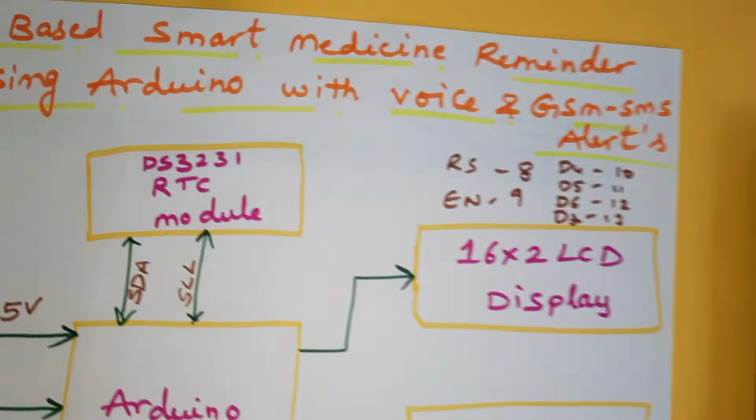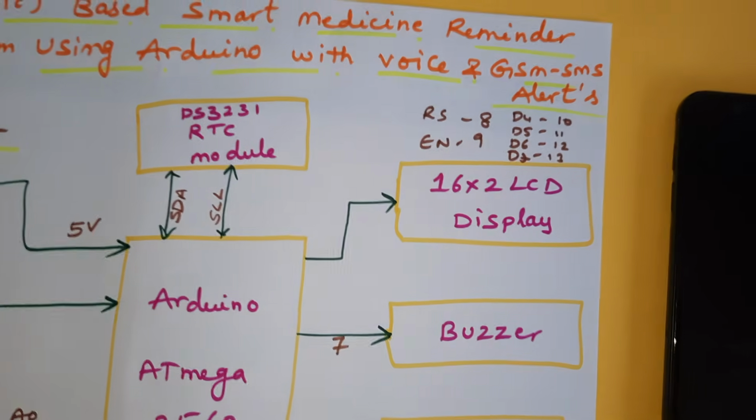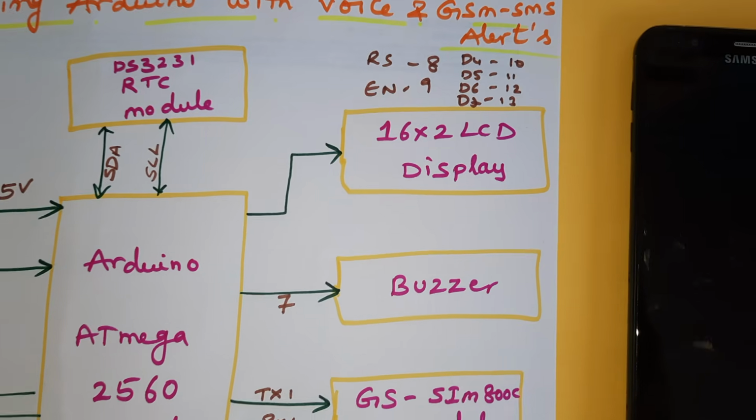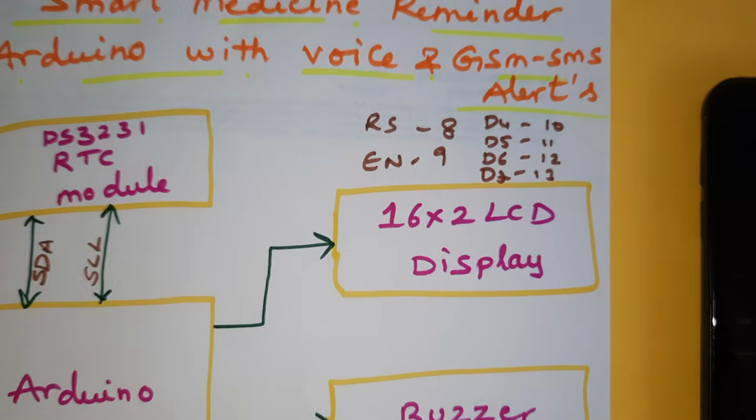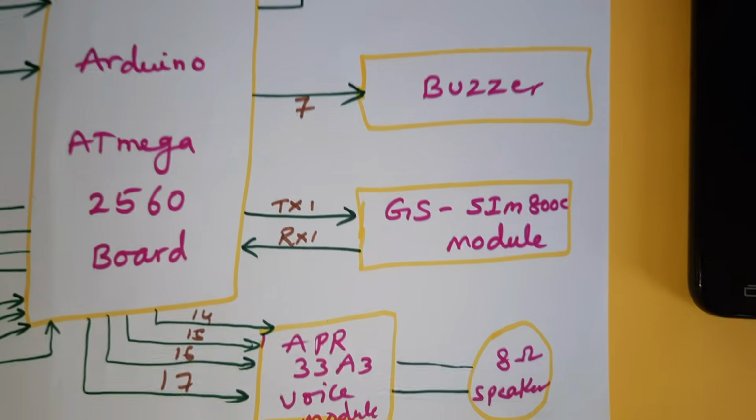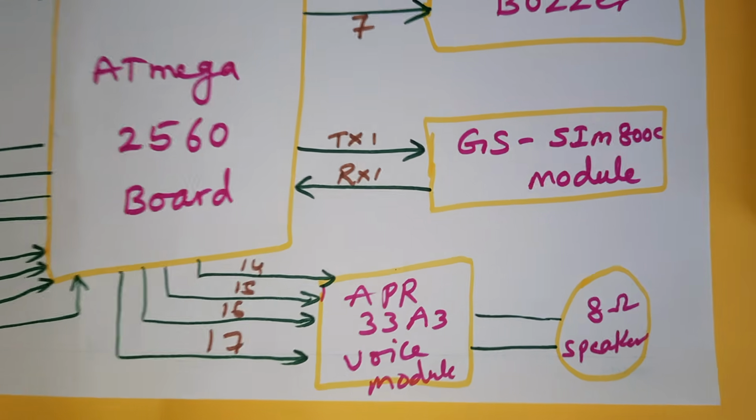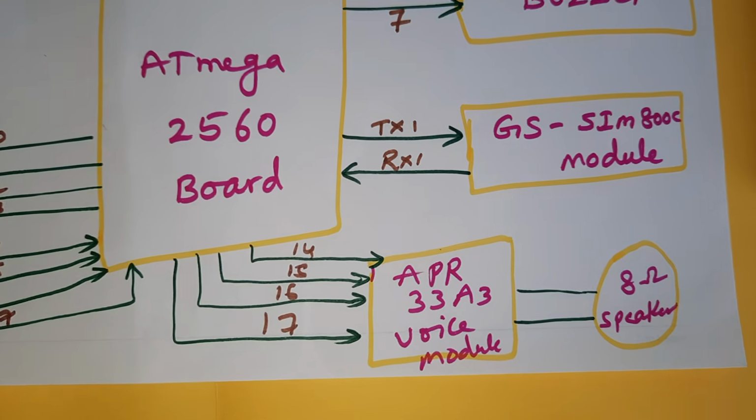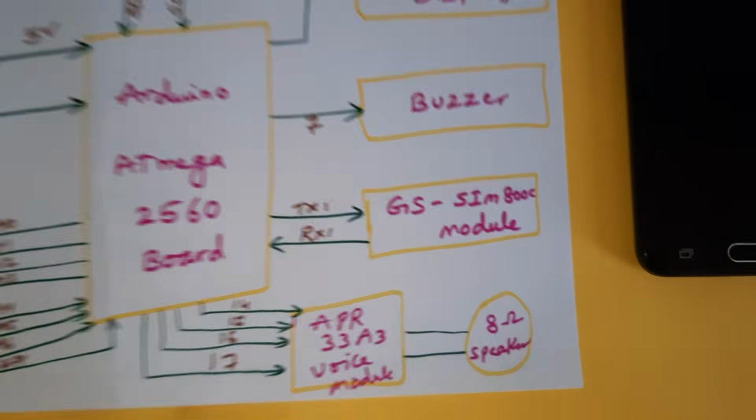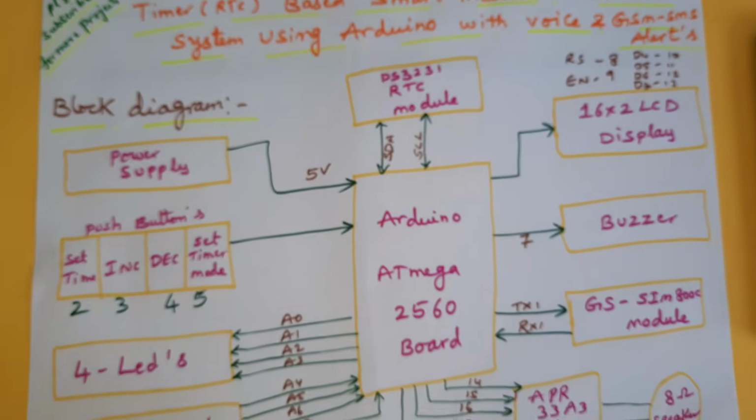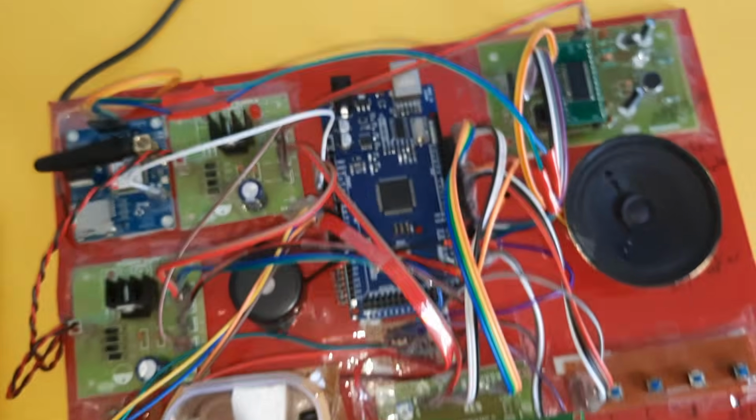The DS3231 RTC module and a 16x2 LCD display are connected to pins 8, 9, 10, 11, 12, 13, and there is one alarm. The GSM SIM800C is for SMS alert and call alert, and the APR33A3 voice record and playback IC gives the voice alert. And this is the total block diagram of the project. Let us come to the hardware part.